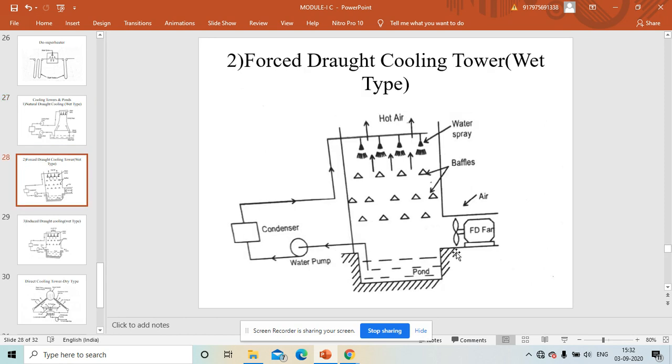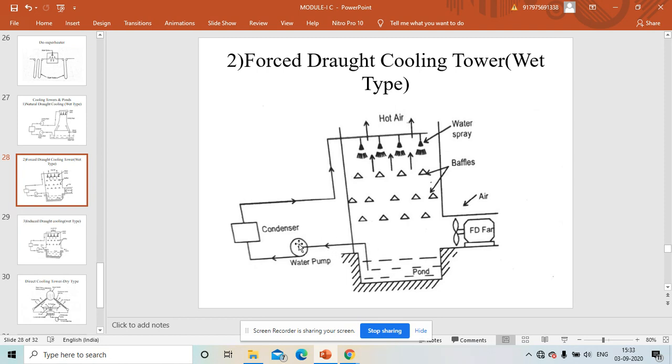Second is a forced draft cooling tower. This is also wet type. For why it's forced draft, you can observe the difference here. A forced draft fan is used here, which will suck the air from the atmosphere and force it towards the top. So that's why it is made in this way.